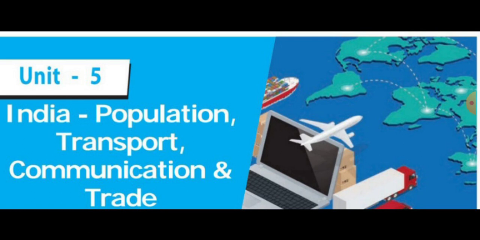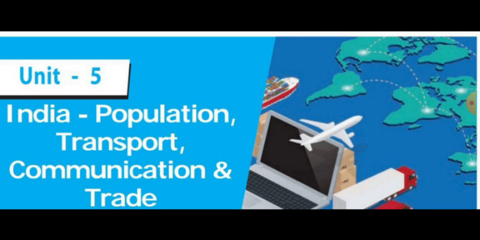Then these waterways are divided into two types. What are the two types of waterways? Very good. Inland waterways, ocean waterways. The first one is inland waterways. From inland waterways, there are three important major national waterways. It is a two mark question. National waterway 1, national waterway 2, national waterway 3.